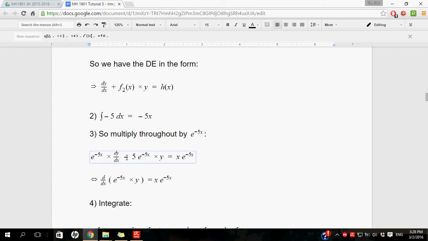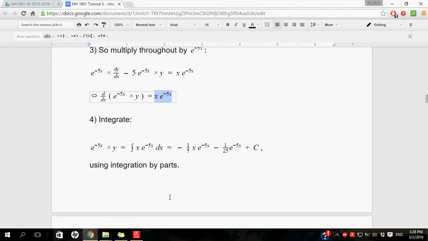Notice minus 5 times e to the minus 5x is exactly the derivative of e to the minus 5x. The product rule tells us the left hand side can be expressed as d/dx of the integrating factor times y. The right hand side is x times e to the minus 5x. Next step, we integrate.